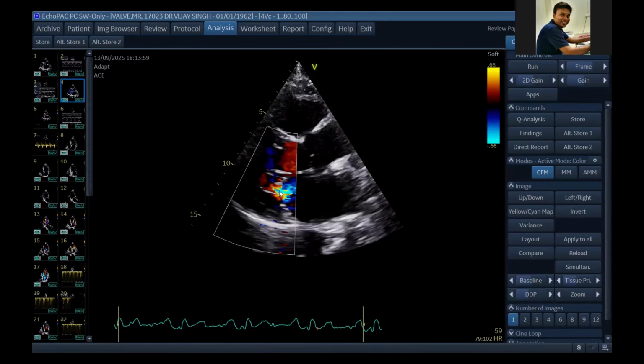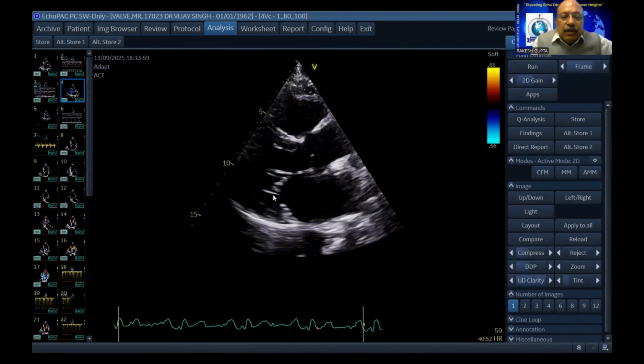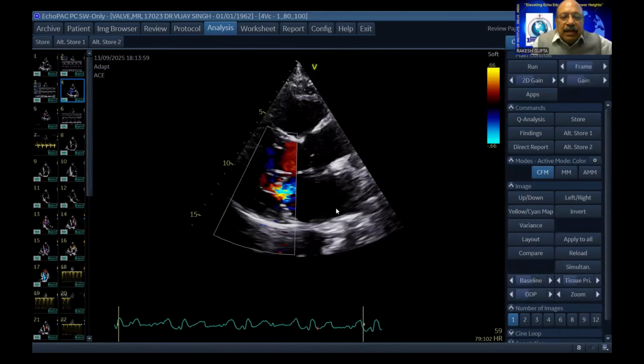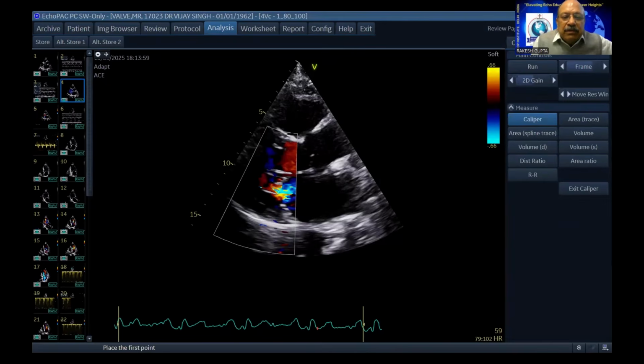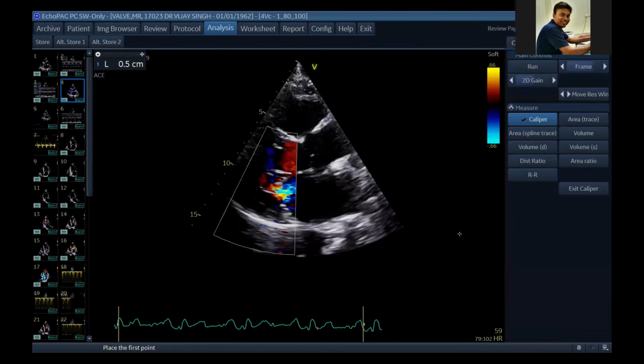And if you look at the systole, I can switch off my colors. Just a second. Now this is the leaflet tip through which it is originating. So I'll switch it off. Somebody asked me how to measure it. Now I'm going to measure this from this point to this point. 0.5. Moderate. Sir, means we have to measure only the space between the two leaflets? Two leaflets, not valves, two leaflets. Yes, sir.